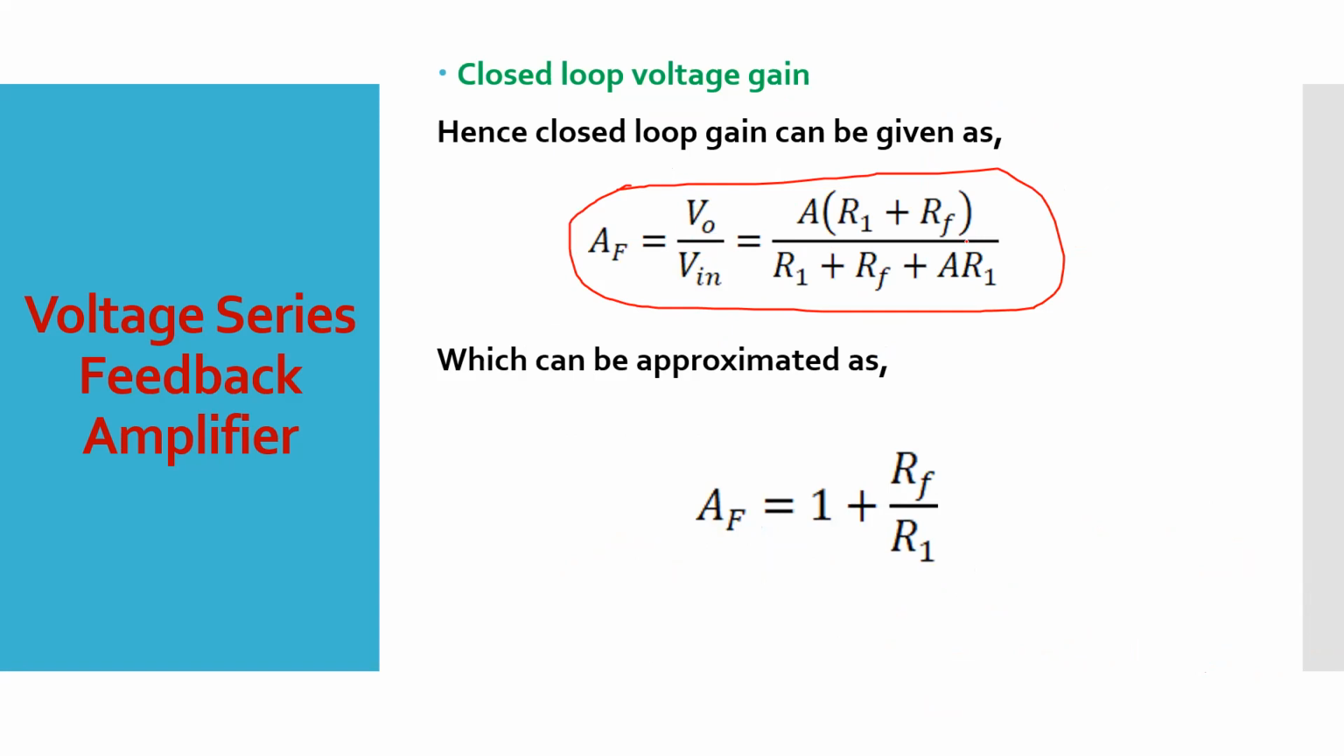That your V0 divided by Vin, you will be getting equal to A in bracket R1 plus RF, divided by R1 plus RF plus AR1. This is what you can say is the exact closed loop gain equation. This is the exact closed loop gain equation. According to the values of R1, RF, and A, you will be able to get this. Can you get it?